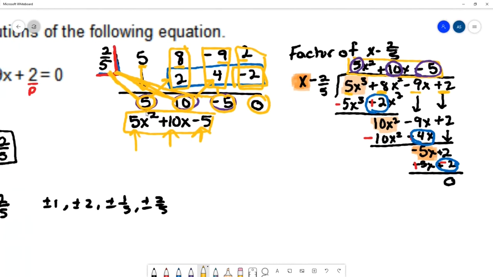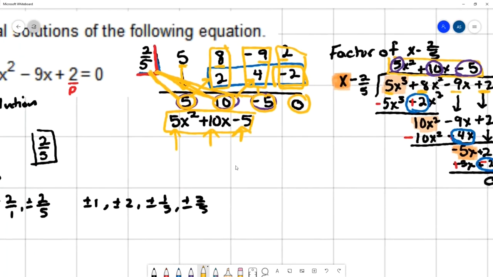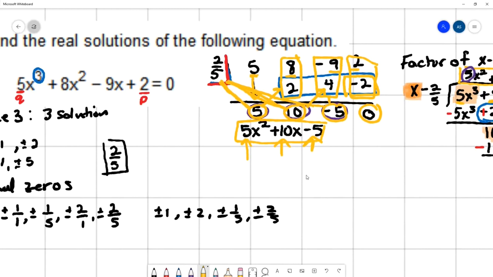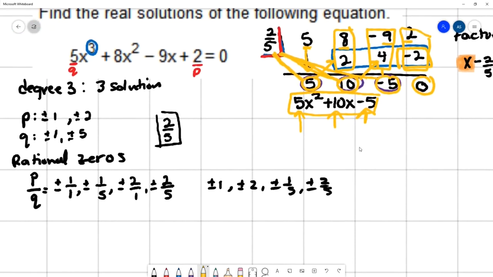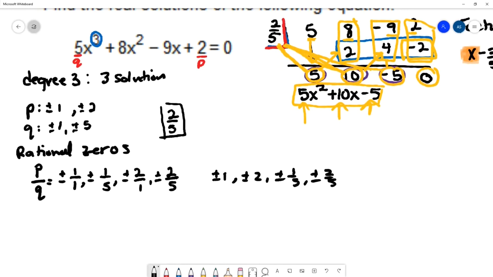Okay, so now that we have emphasized the synthetic division and the long division, we're going to come back and see where we are with our problem. So we have this 5x cubed plus 8x squared minus 9x plus 2 equals 0. And using that rational zeros theorem, we were able to identify one rational zero, and then we did some long division, synthetic division, and we were able to reduce that down.